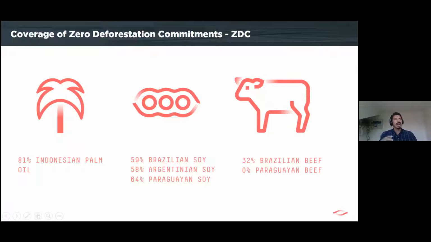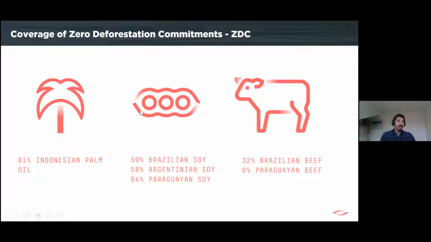So when we look at our data and check if the companies that are exporting have commitments or not, we see that around 80% of the volume of palm oil exported from Indonesia is traded by companies that already have a deforestation commitment, a policy to address that problem. In the case of soy from South America, it's around 60%, depending on the country, covered by zero deforestation commitments.